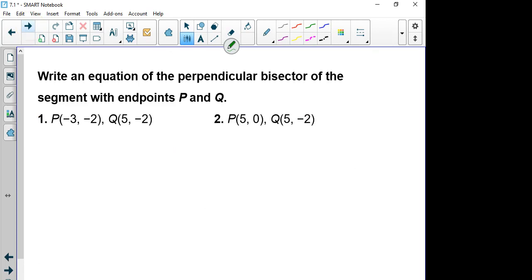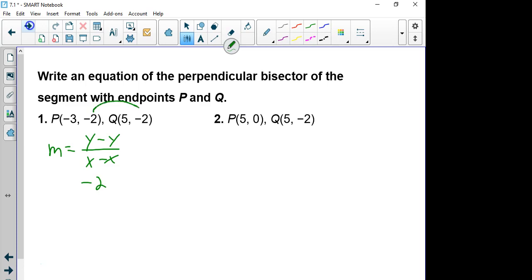All right, write the equation of the perpendicular bisector of the segment with endpoints P and Q. First thing we need to find is our slope. And remember, this is very important: it's y minus y over x minus x. Yum yums on the picnic table. Don't do it upside down. Also, you can see we've got some negatives here, so you have to pay attention to that. So we have negative 2.